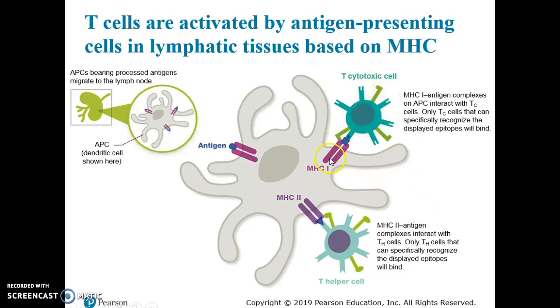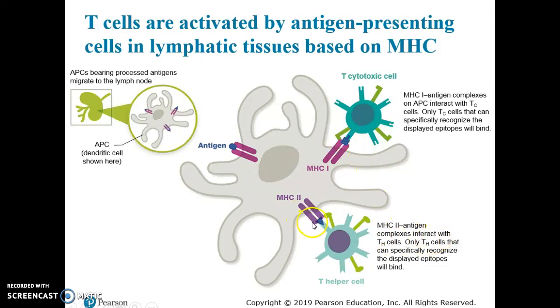All right, here's a picture of what's going on. MHC class 1 is going to be able to interact specifically with the cytotoxic T cells. So this is going to be CD8, along with the T cell receptor. CD8 right here, T cell receptor, you have the antigen here.